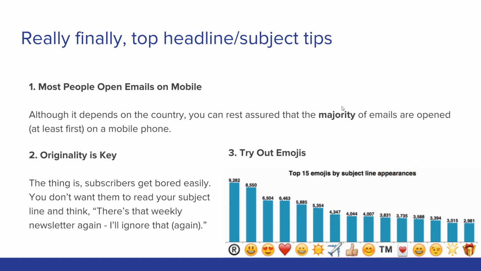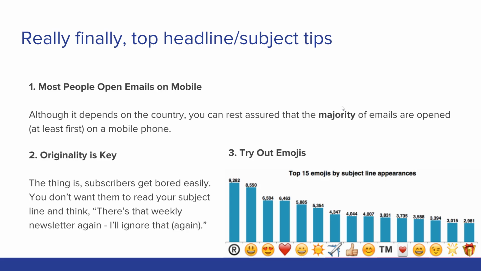So, really finally, top headlines and subject tips. Number 1, most people open emails, as we've said. Although it depends on your country, you can rest assured that the majority of emails are opened at least on a mobile phone, and your landing pages will be read on a mobile. So if you're using something like T4S.site, make sure you flick from desktop to mobile and make sure your pages look great on mobile. That big old font on desktop might fill the screen on a mobile, so you might want to reduce it, for example.